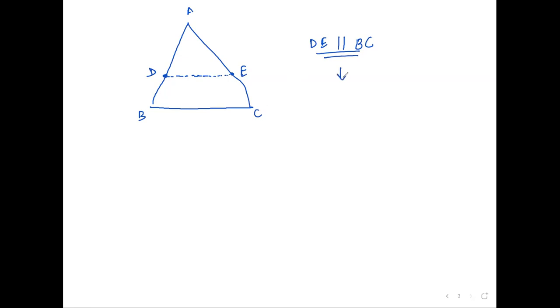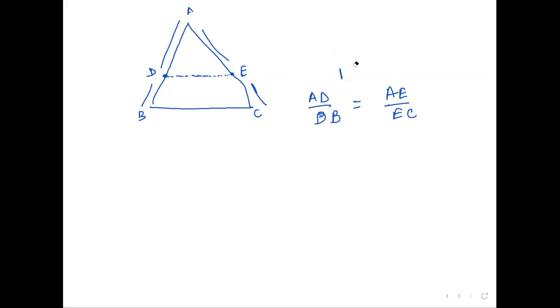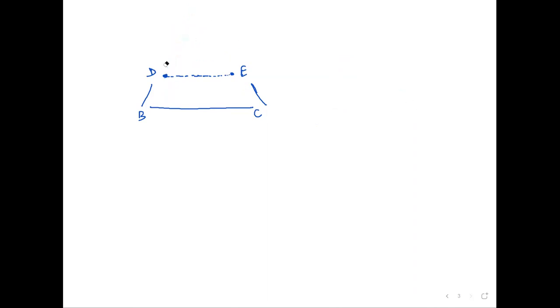Now, according to the theorem, if this line is parallel to the third side BC and cutting the other two sides in two points, then they are in proportion. So AD upon DB, that means this much part upon this much part, will be equal to AE upon EC, this much part upon this much part. So these will be in the same ratio. Understand? That's the theorem. So we will try to prove it properly. Just draw a proper figure and we will show.